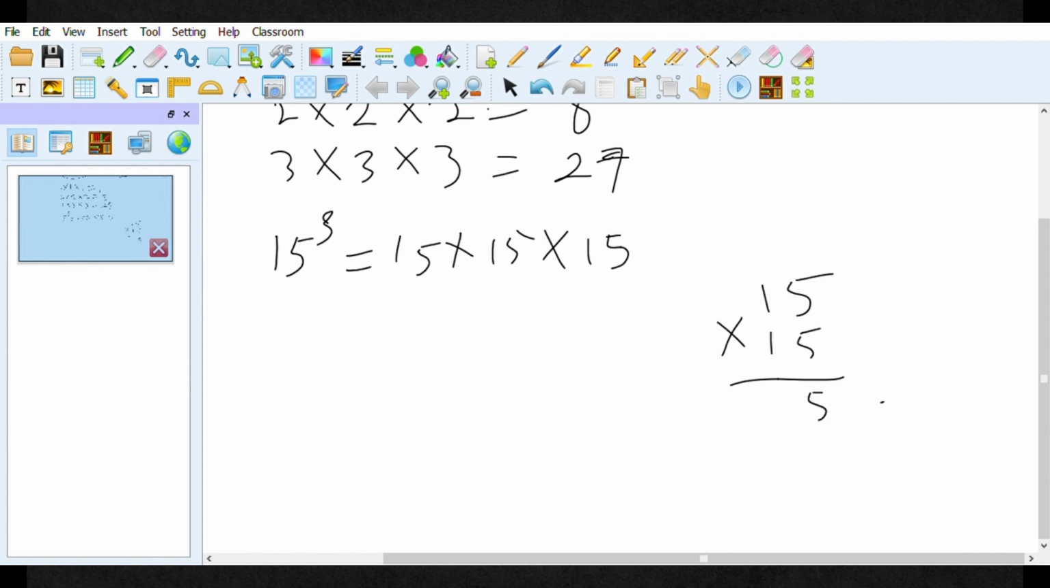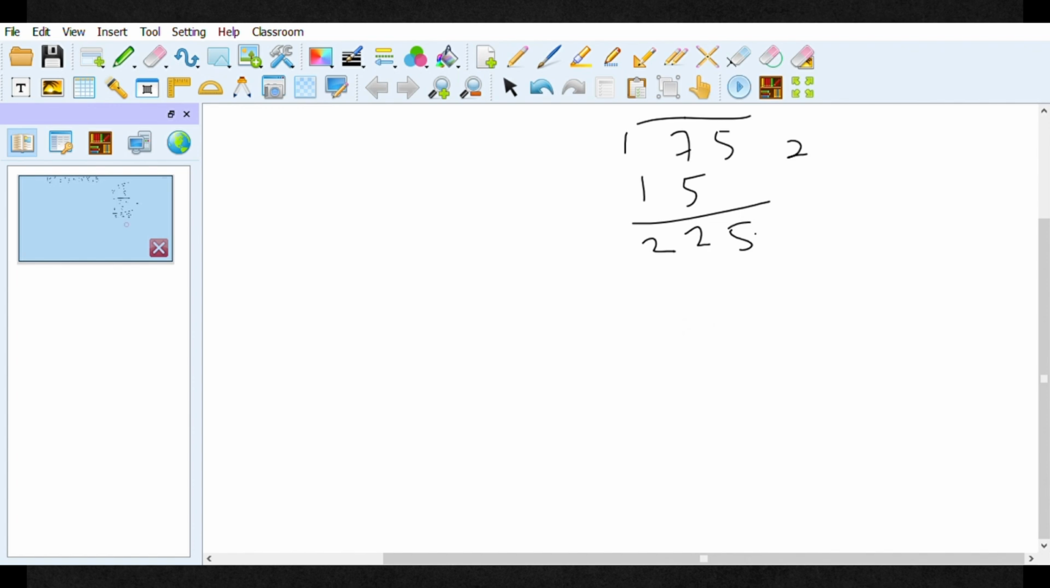5 times 5 is 25, and then we carry 2. 5 times 1 is 5 plus 2, we have 7. 1 times 5 is 5 there. 1 times 1 is 1. So we have 5. 7 plus 5 is 12. Carry 1. 1 plus 1 is 2. So 15 times 15 is 225.